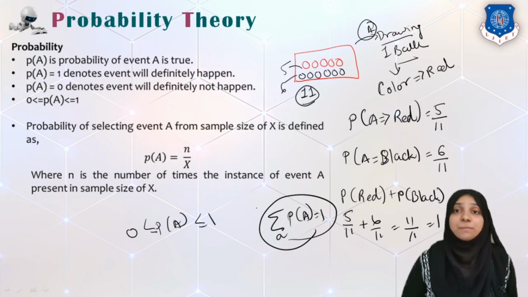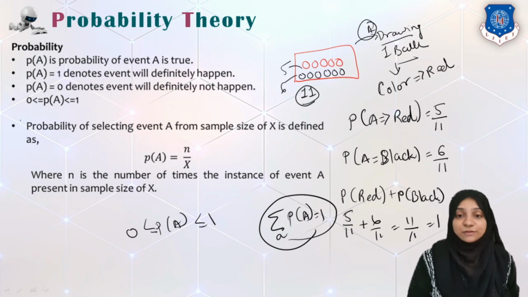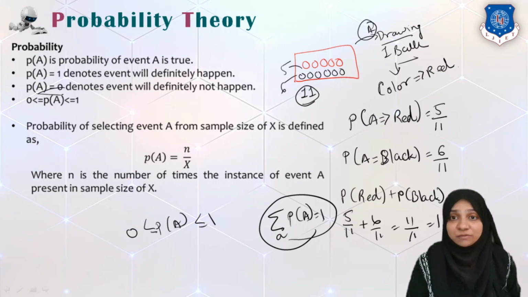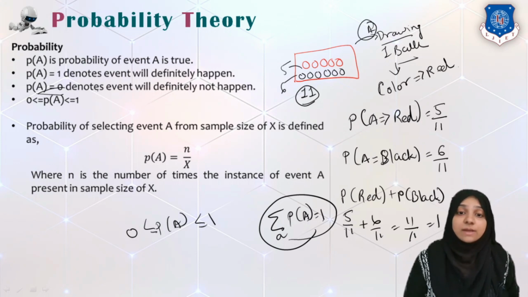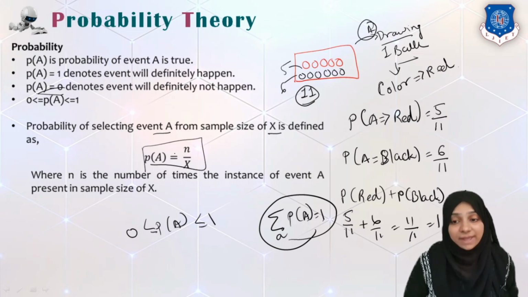So these are the basic concepts of probability theory. We say an event has not happened when its probability is 0. That denotes the event is definitely not going to happen, and if the probability of an event is 1, it means the event will definitely happen. And for any event A, if the sample size is X and an instance is present n times in X, we denote the probability of A as n divided by X.